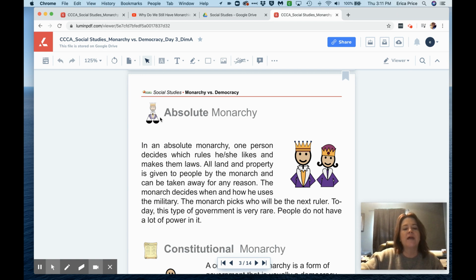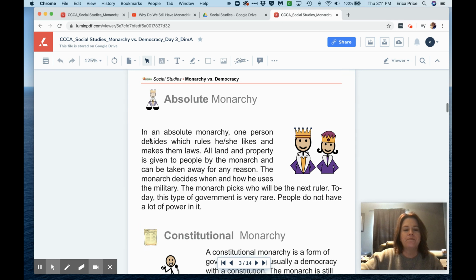So let's start with absolute monarchy. In an absolute monarchy, one person decides which rules he or she likes and makes them laws. All land and property is given to people by the monarch and can be taken away for any reason. The monarch decides when and how he uses the military. The monarch picks who will be the next ruler. Today, this type of government is very rare. People do not have a lot of power in it.